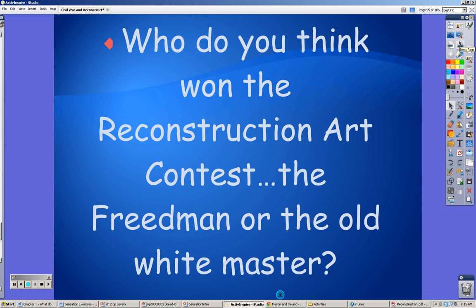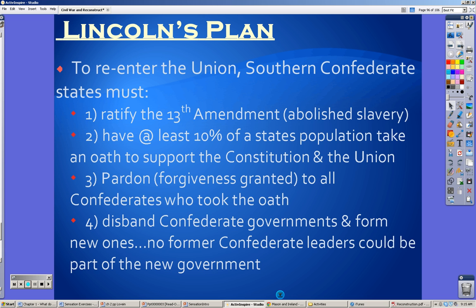So who do we think is going to win this? Okay, the freedmen or the white masters? All right, so under Lincoln's plans, remember, following the war, Lincoln is still president, and to re-enter the Union, he had some difficult things that they needed to do. The Southern Confederate states must ratify the 13th Amendment, which abolished slavery in the territories. They had to have at least 10% of the state's population take an oath to support the Constitution and the Union. That's pretty easy. Only 1 out of 10 people have to do it.